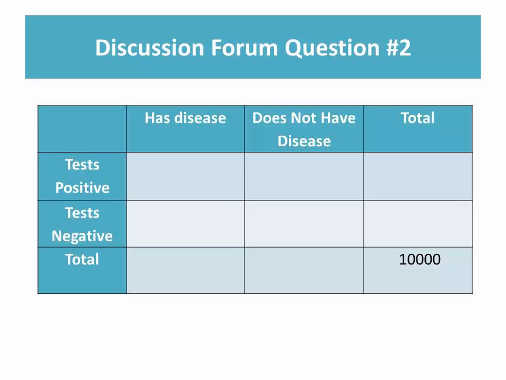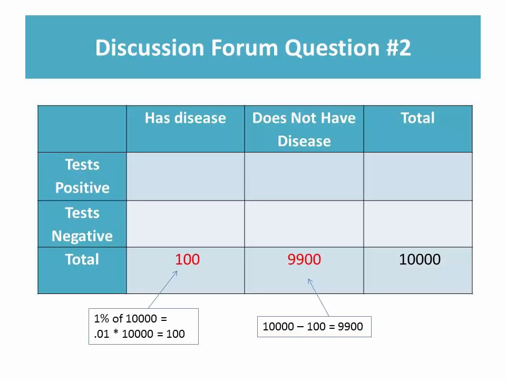Let's assume we have 10,000 males who are tested for the disease. Therefore, our sample size is 10,000. We know that the disease occurs in 1% of all males, so the total number of males with the disease out of the 10,000 is 100, which is 1% of 10,000. That leaves 9,900, 10,000 minus 100, who do not have the disease.